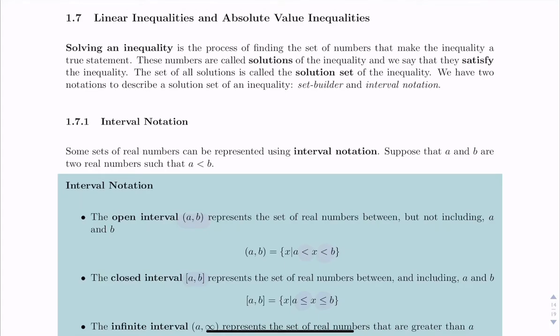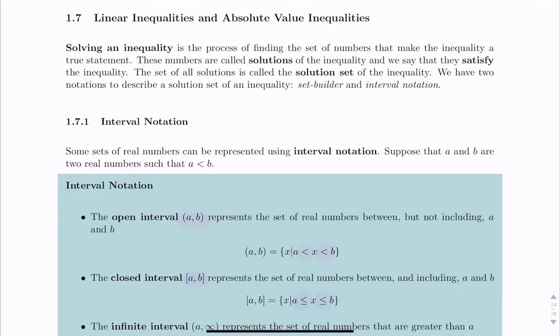So 1.7 is on linear inequalities and absolute value inequalities. Solving an inequality is the process of finding the set of numbers that make the inequality a true statement. These numbers are called solutions of the inequality, and we say that they satisfy the inequality. The set of all solutions is called the solution set of the inequality.